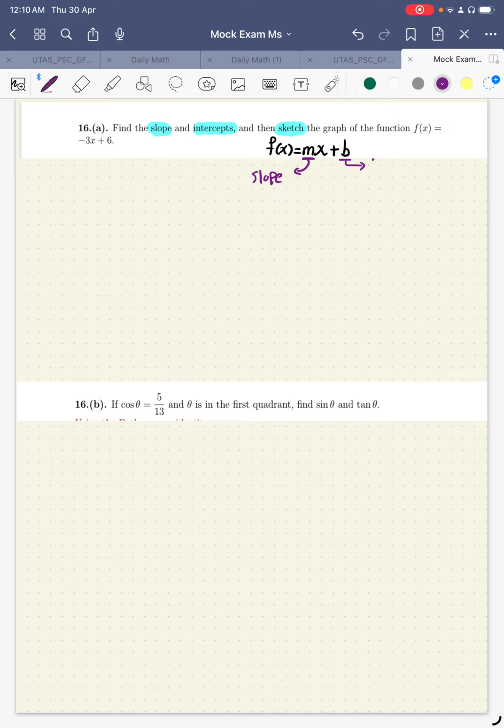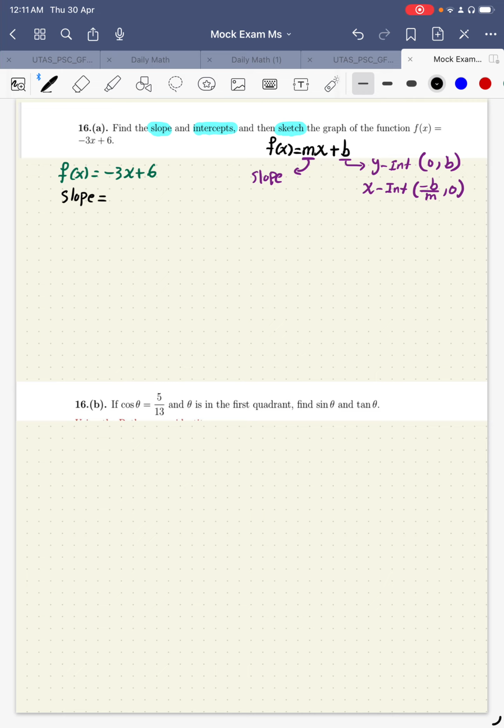B here gonna be my y intercept, where 0 and b is my y intercept, or my point intercept. And also x intercept gonna be what? Minus b over m, and 0. So first I'm gonna write the question I have: f of x equal minus 3x plus 6. Okay, so first let's find what is the slope.